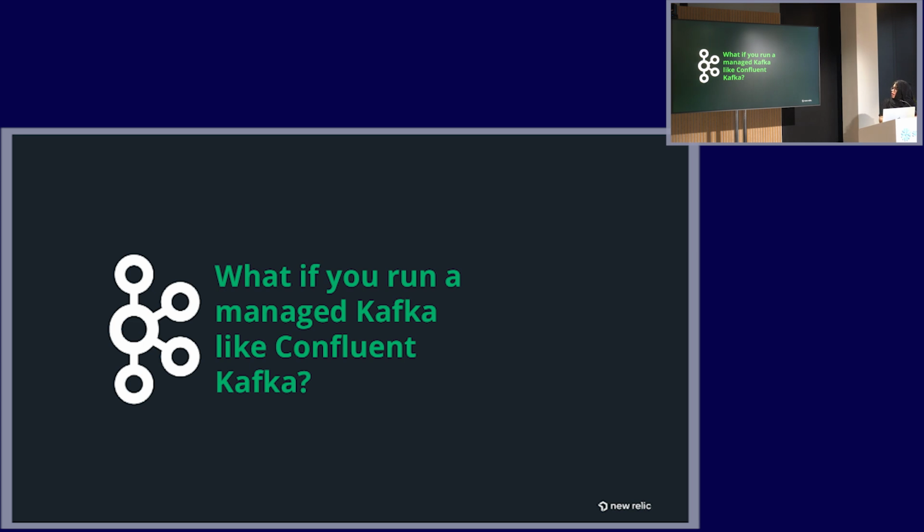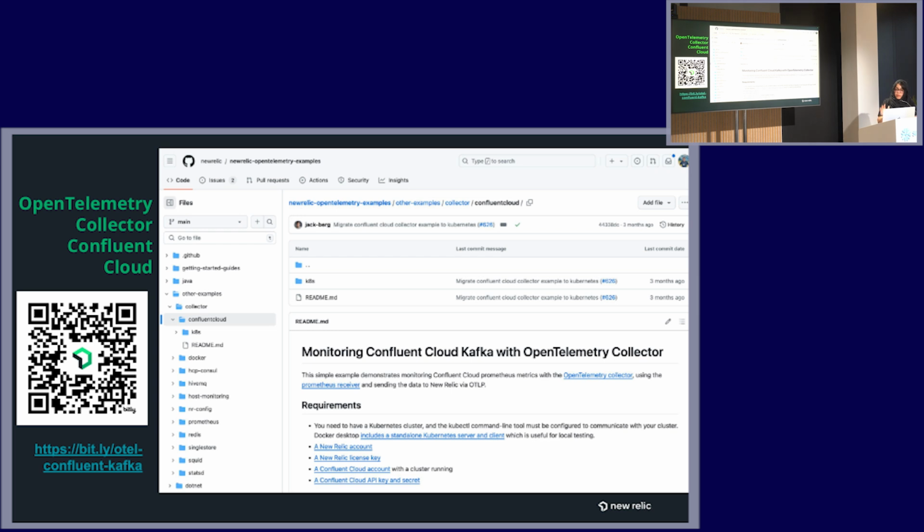But what if you're running a managed Kafka like Confluent Cloud? OpenTelemetry has something for you there as well. You can simply use the Prometheus OpenTelemetry collector and monitor Confluent Cloud as well. Again, this is an example using New Relic. All you need is a New Relic account, a license key, a Confluent Cloud account, and an API key and secret to go in and see what's happening. Again, you're using the OpenTelemetry protocol, or OTLP, which is standard here.